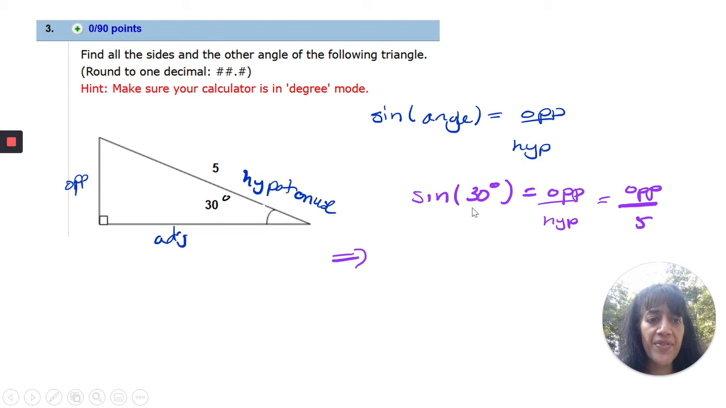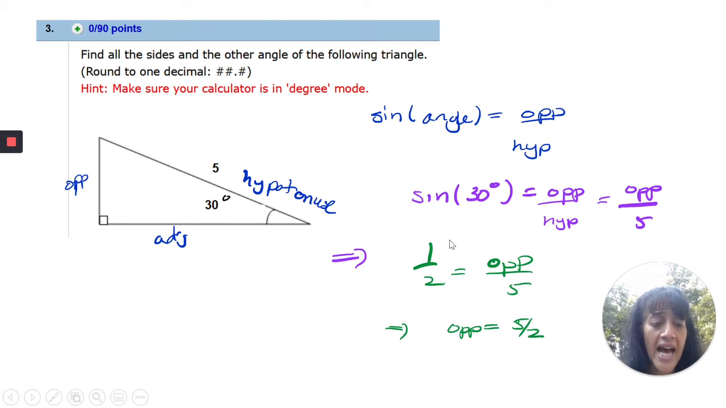So if I put sine of 30 degrees is opposite over hypotenuse, I know the hypotenuse is 5. Sine of 30 is a half. How do I know that? Well, if you put degrees into your calculator, you'll find sine of 30 is a half, or you could remember the unit circle, or you could punch it out on a calculator. It doesn't matter how you do it. Then if I cross multiply the 5 over to the left side, I get opposite is 5 halves. So that tells me that that side is 5 halves.